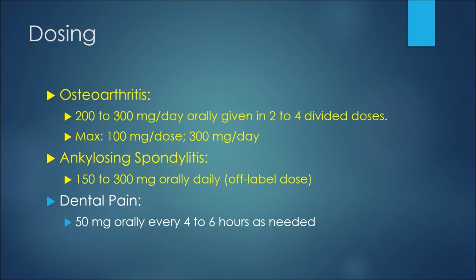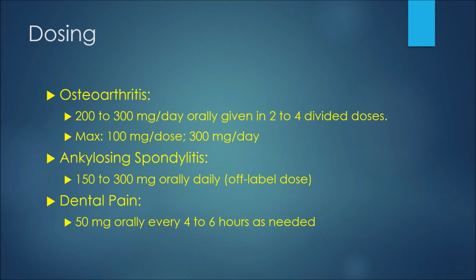In ankylosing spondylitis, which would be an off-label indication for this medication, we may see 150 to 300 milligrams orally daily. If somebody was using Flurbiprofen for dental pain, we may see 50 milligrams orally every 4 to 6 hours as needed.